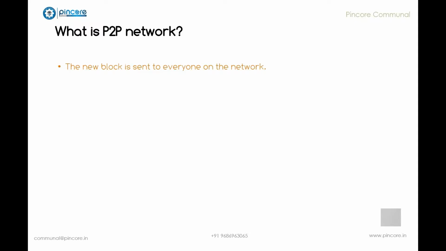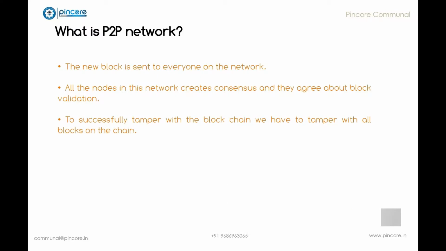Now let's see what will happen when someone creates a new block. That new block will be sent to everyone on the network, and each node will verify the block to make sure that it has not been tampered with. And if everything checks out, each node will add this block to their own blockchain. All the nodes in this network will create consensus. They agree about which block is valid and which block is not valid. Blocks that are tampered with will be rejected by other nodes in the network.